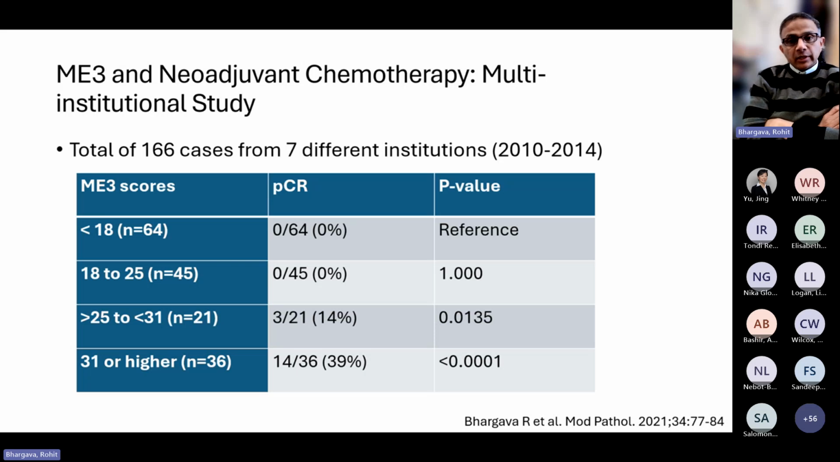And by that time, TAILORx results were published. So the cutoff points for Oncotype DX have moved. So we also looked at less than 18. We made 4 categories: less than 18, 18 to 25, 25 to less than 31, and 31 or higher. And looking at the PCR rate, it was 0% in both groups, even 18 to 25, but 14% in the more than 25, less than 31 group, and 31 or higher was 39%.